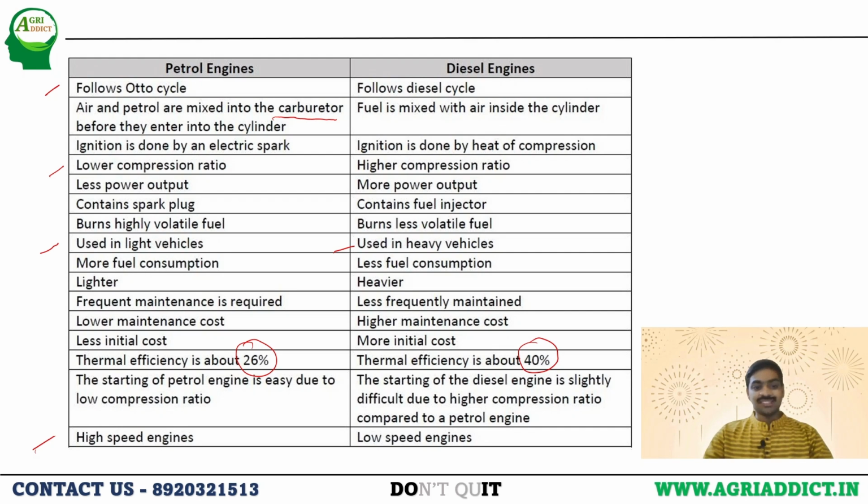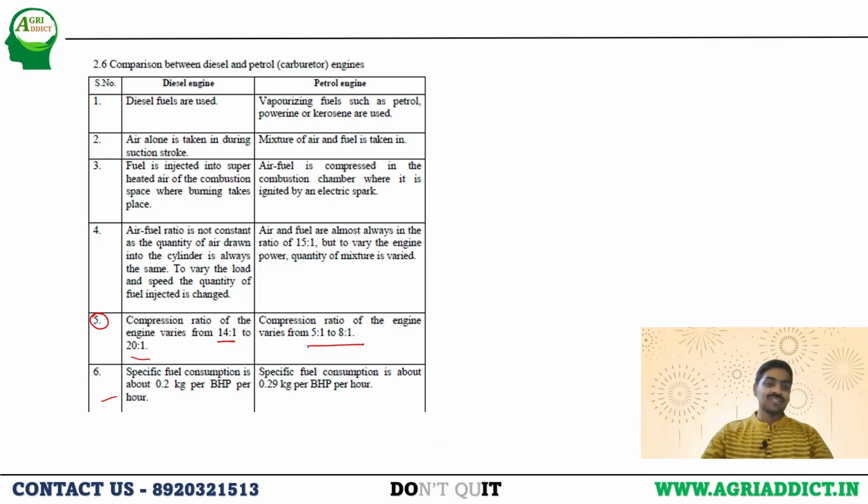Okay, and here the starting of the petrol engine is easy because it needs a low compression ratio, along with which the spark plug will be there in order to start the engine. Whereas in case of the diesel engine, a high compression ratio is present, because in order to start the diesel engine, the complete fuel has to be burnt alone here, because the spark plug is not present in this case. So with the high compression ratio, starting of the diesel engine is slightly difficult compared to the petrol engine. And these are the major differences. And one more thing I want to mention, the compression ratio is from 14:1 to 20:1 in case of the diesel engine, and it is 5:1 to 8:1 in case of the petrol engine.